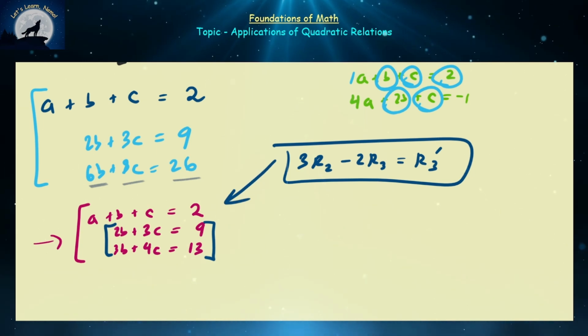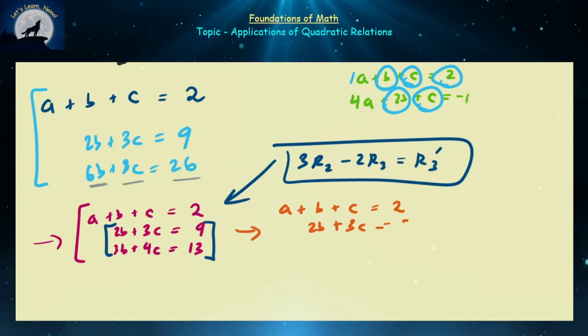Because notice 3 times 2 minus 2 times 3 will be 0, right? And then we're going to have some stuff for c in our coefficients on the right-hand side. So what is that going to give us? We're going to have a plus b plus c will be equal to 2. We have 2b plus 3c is equal to 9 since we're not redefining our equation 2. And 3 times 2 minus 2 times 3 will be 0. And then 3 times 3 is 9 minus 2 times 4 is 8. That's going to be equal to 1. So we're just going to have 1c.